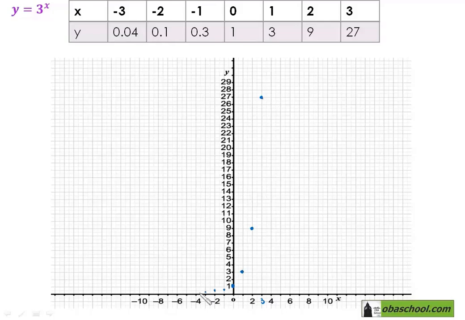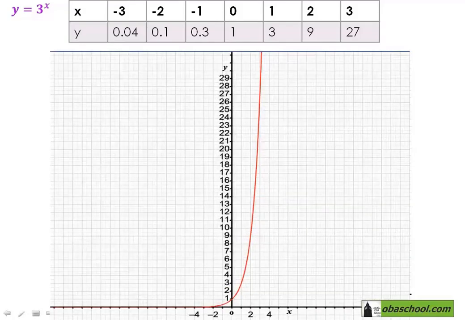The following step is to connect all of these points that we have just plotted in order to form the curve of the equation y equal to 3 to the power x. I have connected them for you. You can notice straight ahead the horizontal axis acting as a horizontal asymptote. The curve doesn't intersect with it, but it gets as close as possible. Here we have plotted the curve for the first equation, y equal to 3 to the power x.